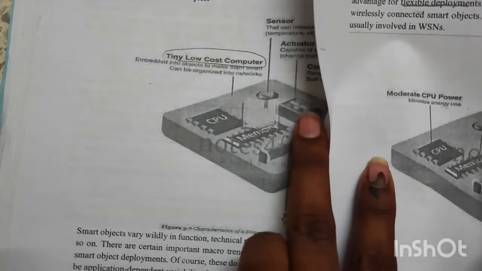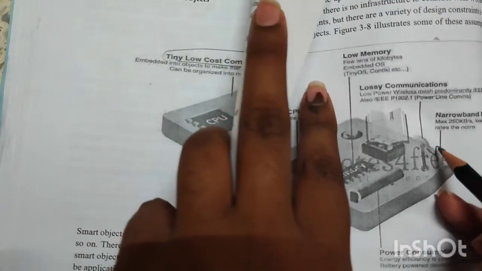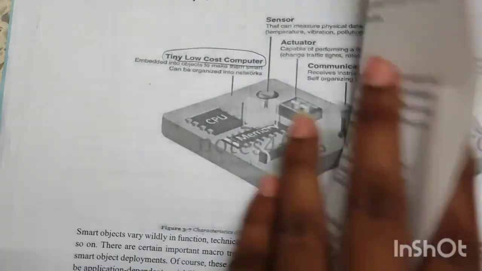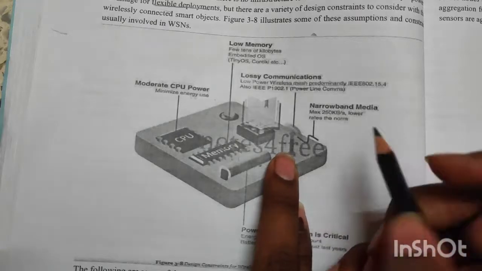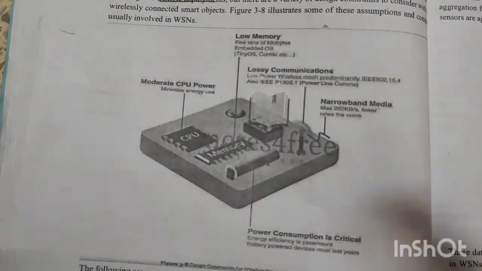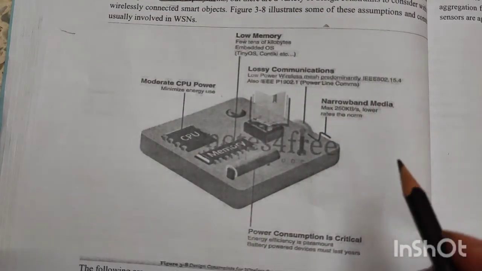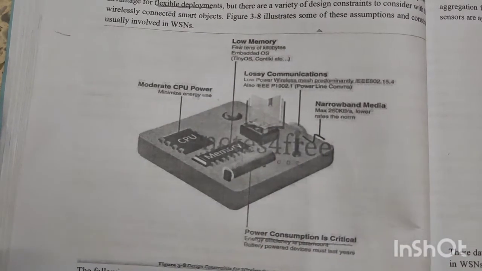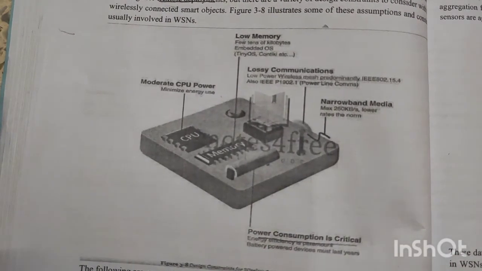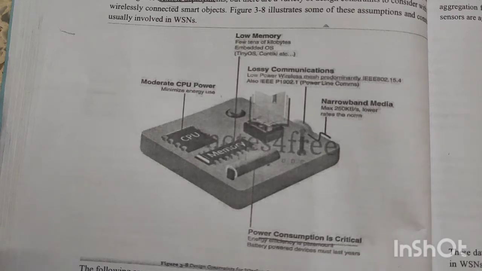It's the same diagram. And then what you're doing here is you know that it's a lousy communication. This communication device is a lousy communication. And then you have a narrow band media that it can only cover up to a short distance. You don't have a lot of area which can get covered. And then this part is called power consumption is critical. That is, energy efficiency is paramount. So if it's a battery operated device, it may last years. It depends on how much capacity it can hold.